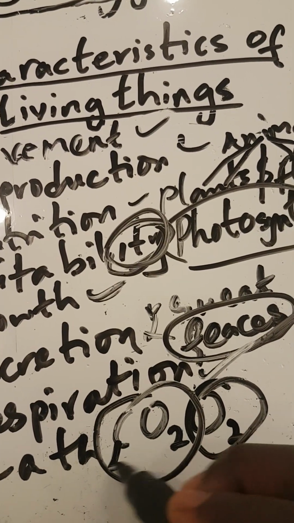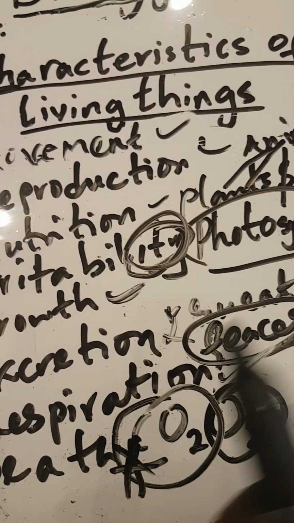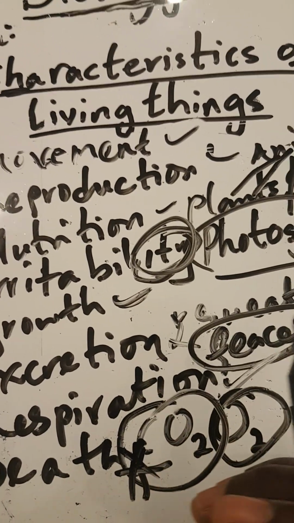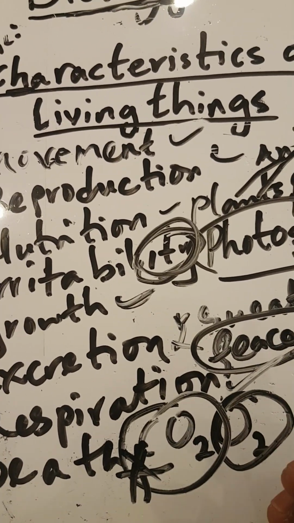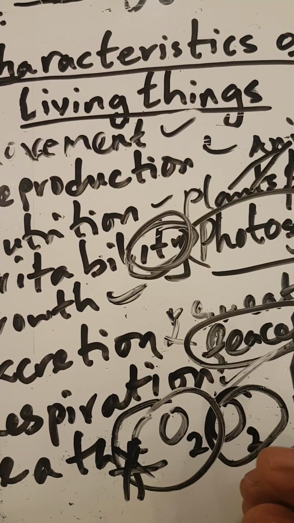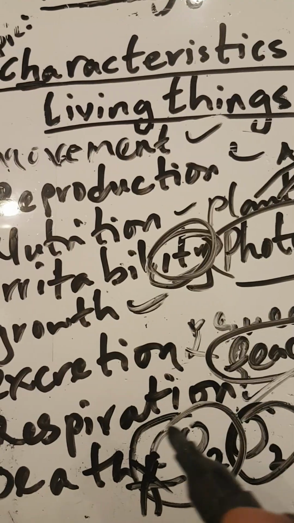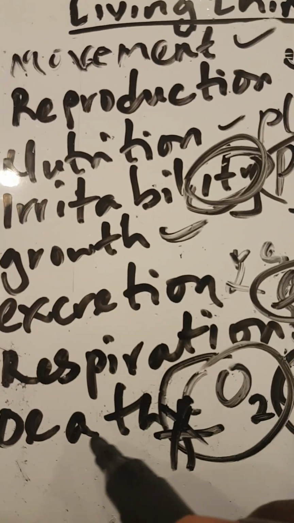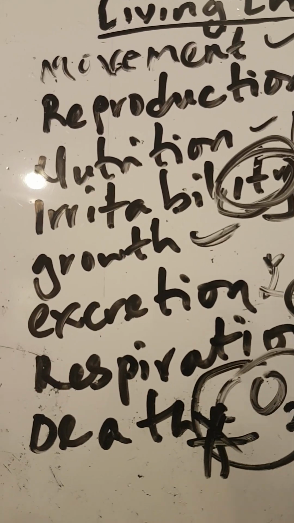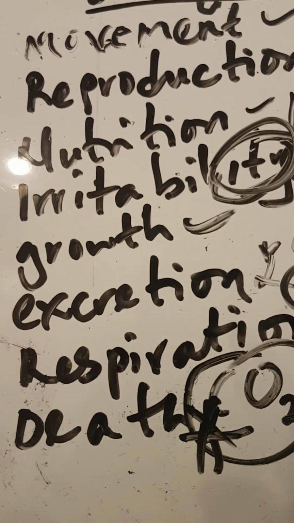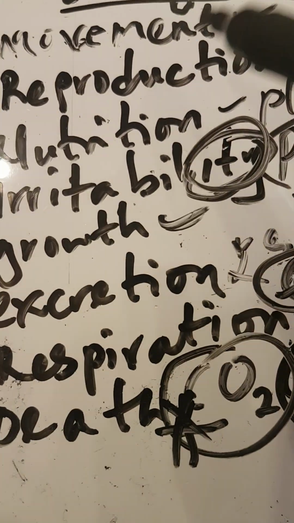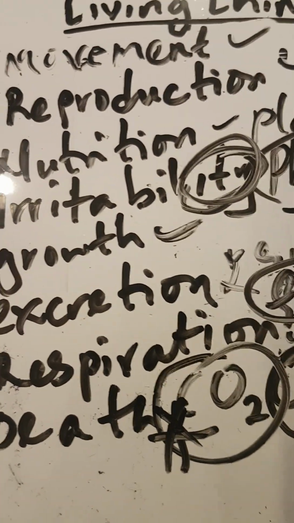So the last but not the least here is death. Death is the end of living things. Once you die, you can't do any other thing. So death is the end of every living thing. Once you stop breathing, you are dead. And that's all. So all these are the characteristics of living things.